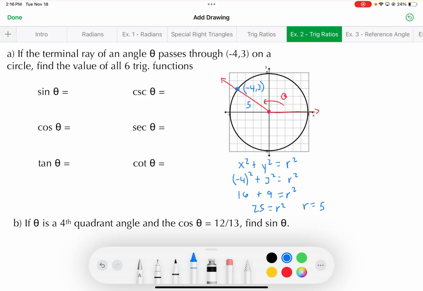All right, so sine of the angle theta has to be the y coordinate of this point, 3, over the r value of 5. So it's 3/5. Cosine is x over r, so negative 4/5. Tangent y over x, 3 over negative 4, or negative 3/4. And then the other three are the reciprocals of those. Cosecant would be 5/3, secant would be negative 5/4, and cotangent negative 4/3.